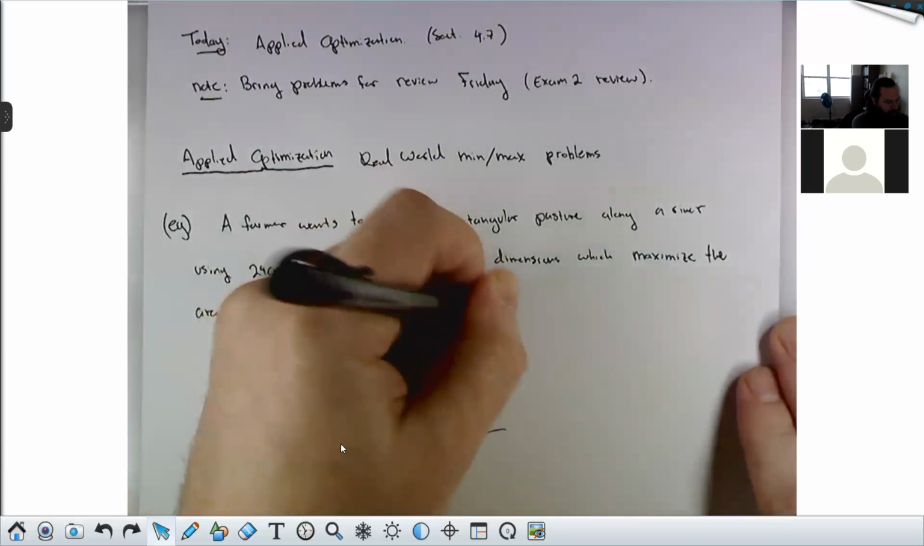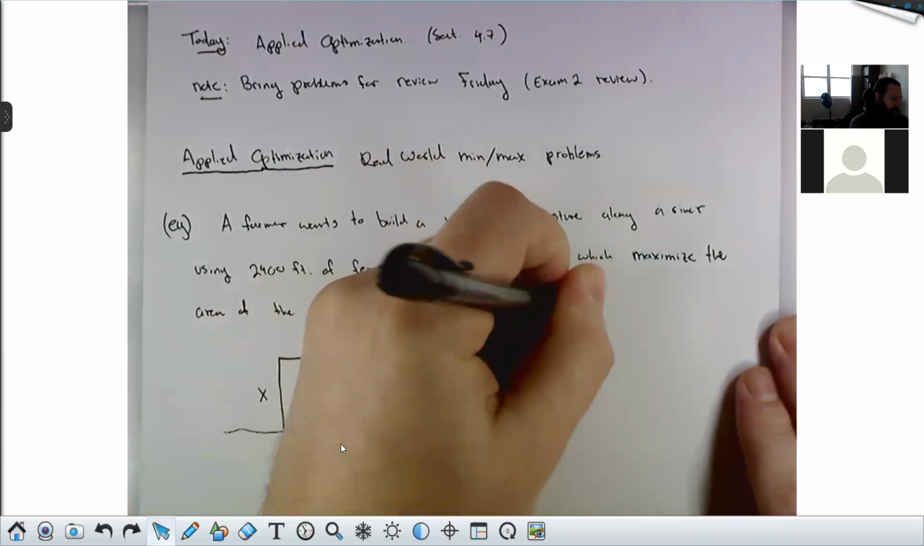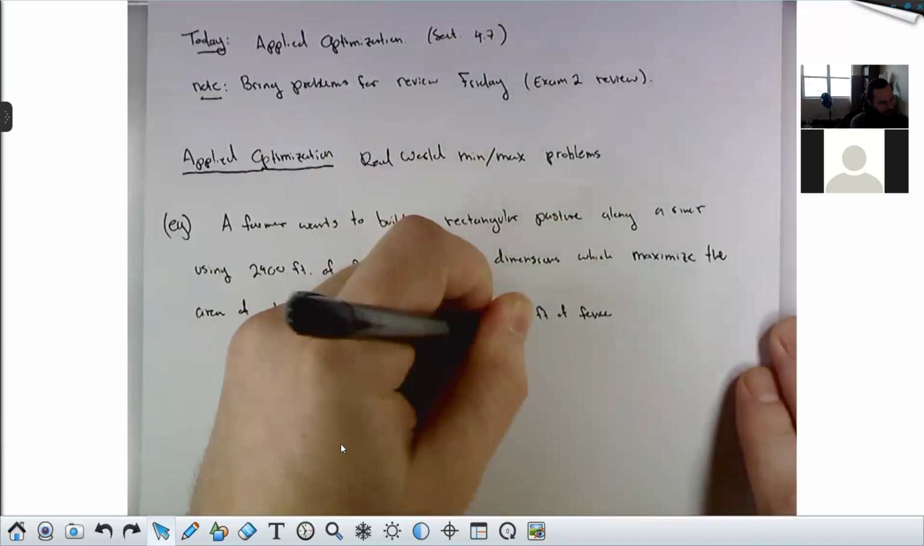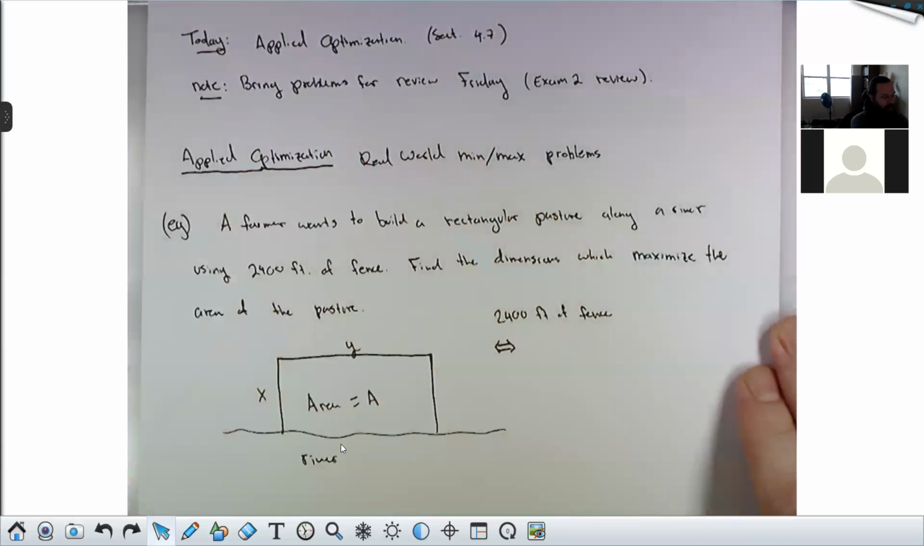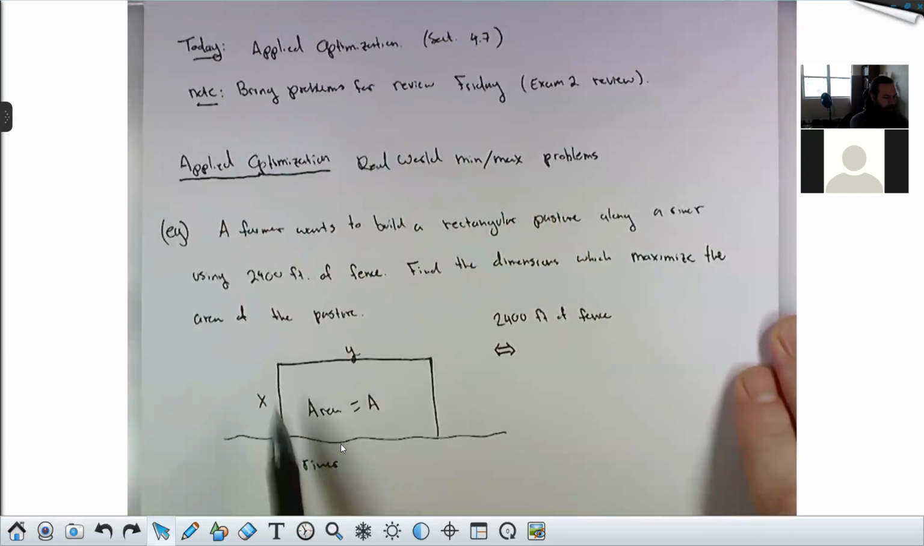I know we have 2,400 feet of fence. And clearly, if I'm trying to enclose the most amount of area, I should use all the fence. That should be intuitively clear. That means that the perimeter here has to add up to 2,400. So what is the perimeter here? In terms of the variables X and Y, how much fence do I have in this picture?